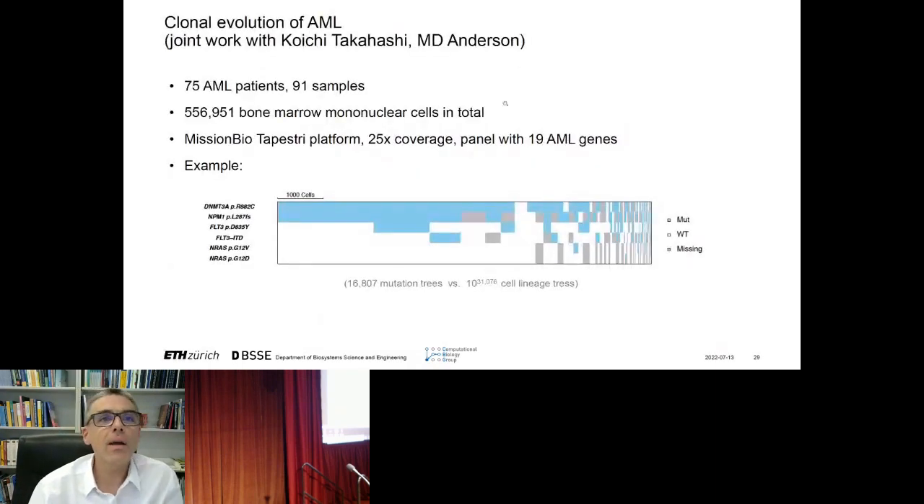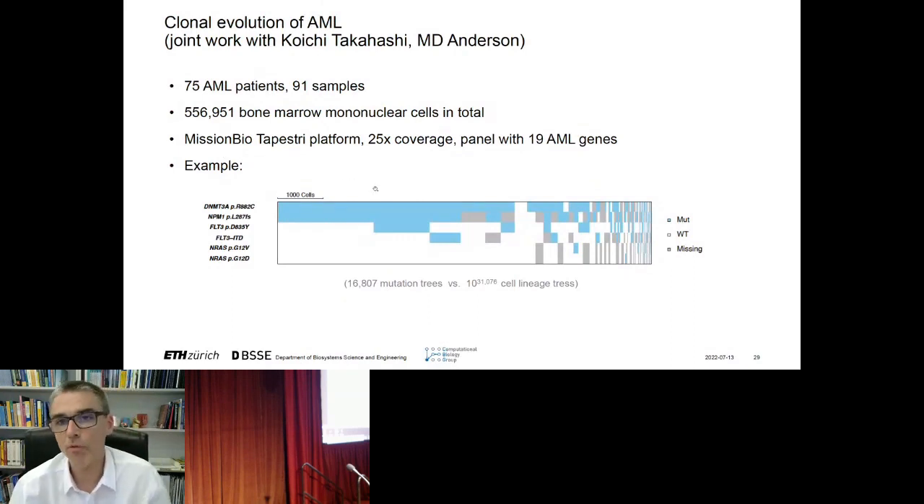So the particular data I will show you now, this is a joint work with Koichi Takahashi from MD Anderson. He works on AML, and we analyzed here initially 75 AML patients, later I think around 120. A total of more than 500,000 cells have been analyzed. And we used here the Mission Bio Tapestri platform. So that's, of course, single-cell sequencing technology that uses a panel initially only of 19 genes known to be involved in AML. Later, we used a slightly larger panel than these 19 genes.